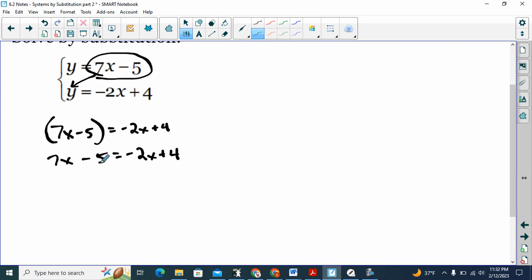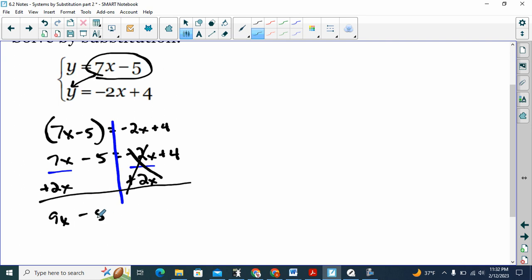I don't have any like terms, at least no like terms on the same side. This minus 2x and 7x, yes, those are like terms, but my equal sign's right there. Those are on different sides of my equal sign. I cannot combine them. When that's the case, move all the x's over to the same side. We do that by adding 2x to both sides. 7x and 2x is 9x. And we're down to a two-step equation, which we should know how to solve.